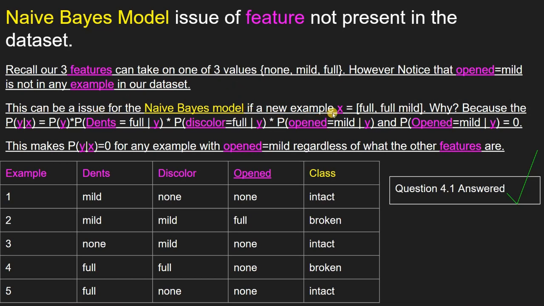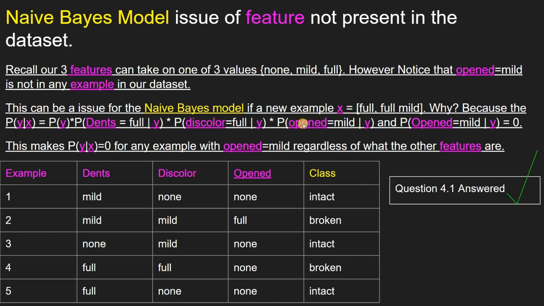It's an issue if a new example, x, is equal to full, mild, meaning full dense, full discolor, and mild opened, right? And why is this an issue? Well, when we compute the probability of a class y given our example x, that's equal to the probability of y times the probability of dense equaling full given y, times the probability of discolor equaling full given y, times the probability of open equaling mild given y.